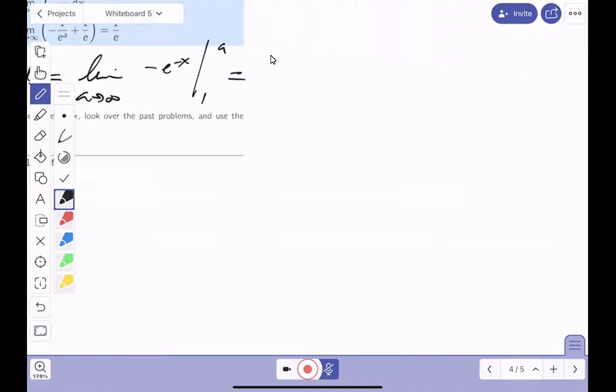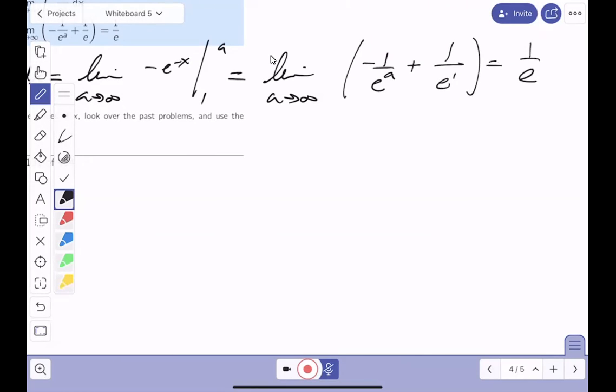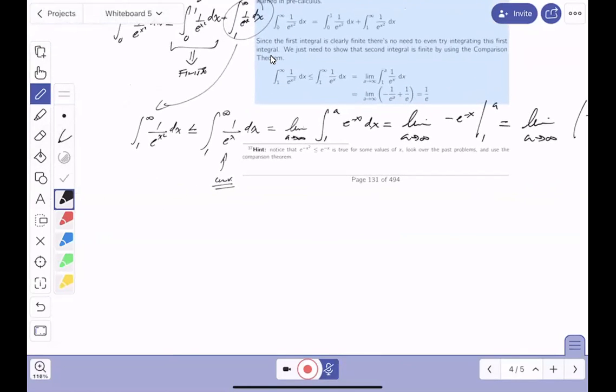Let's keep going. Limit a goes to infinity. And let's write this down. It's going to be minus 1 over e to the a, right? And then it's going to be minus a minus, which is plus 1 over e to the first power. And if you do that limit, you're going to get 1 over e, all right? That's a convergent number. It's finite. So this is true, all right? So this converges, all right?